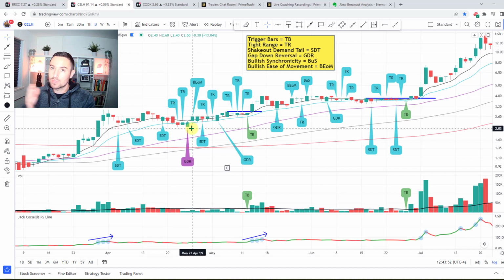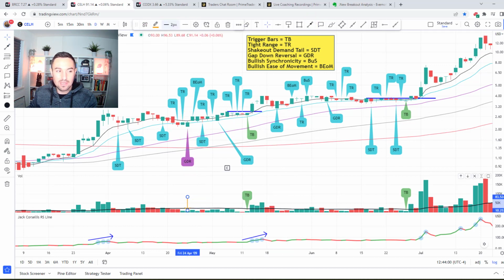Now another thing, as we touched on with the shakeout demand tail, is the level of volume tells us how much supply is there. So if you take a look at the volume on this gap down reversal bar here, what do you notice in terms of the volume? Let's make that purple. What do you notice in terms of the volume? It's a half, a third versus the 30-day average, and the intention of a gap down reversal bar, similar to that of a shakeout demand tail, is to shake out weak hands. Okay, scare them out, flush them out, and then reverse the price high.